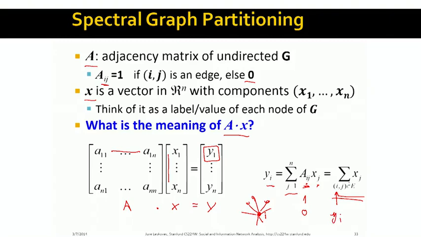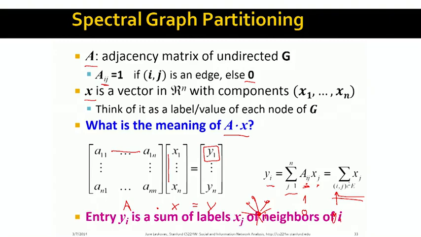So now what we have just learned is that entry y_i is simply a sum of labels x_j of all the neighbors of i. So basically, when we take a matrix A and multiply it with x, all we are doing is, for every node, asking: what are the labels of my neighbors? Let me sum up these neighbors, and that's my new value. So this is the meaning of A times x.